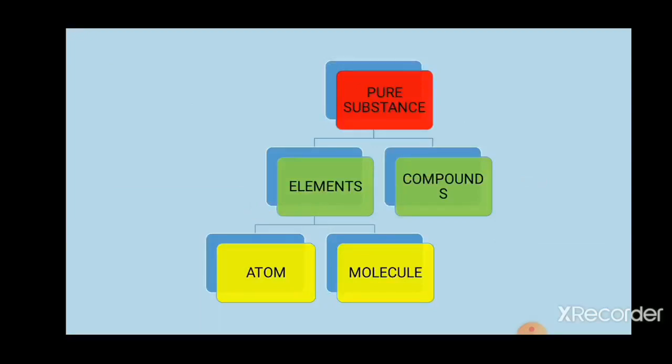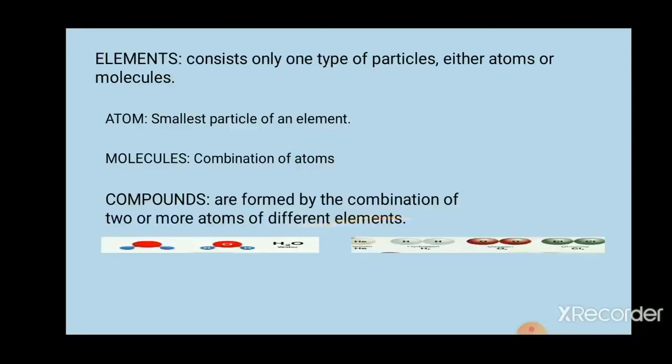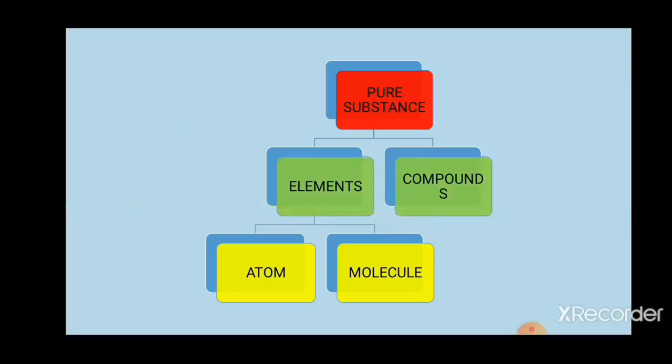Now what is the meaning of elements? See the slide. An element consists of only one type of particle, either in the form of atoms or in the form of molecules. Now I will move back and show the classification again. Here, elements are again classified as atoms and molecules. These terms you already studied in your lower classes.